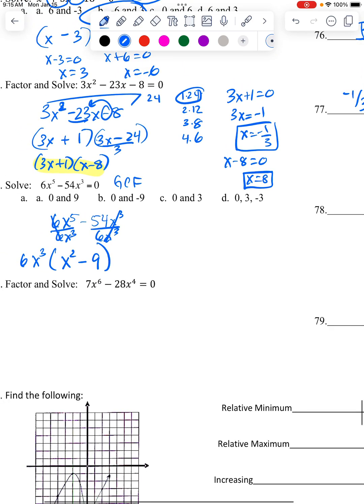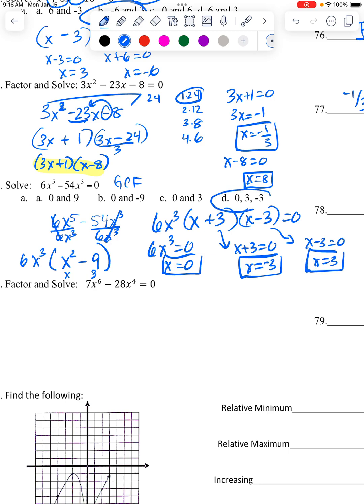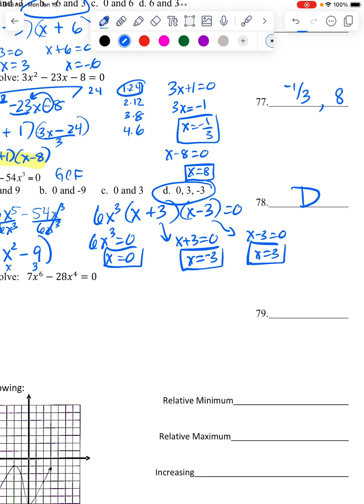Okay, well then this has a second layer because that is done, but this is the difference of 2 squares. That's the square of x, that's the square of 3. So it breaks down further into x plus 3, x minus 3. So now to get my zeros, I look at what makes this 0. Well, that'll only equal 0 if x is 0. This will only equal 0 if x is negative 3. And this last one will only equal 0 if x is positive 3. So my answer is going to be 0, 3, and 3. So that is choice D.